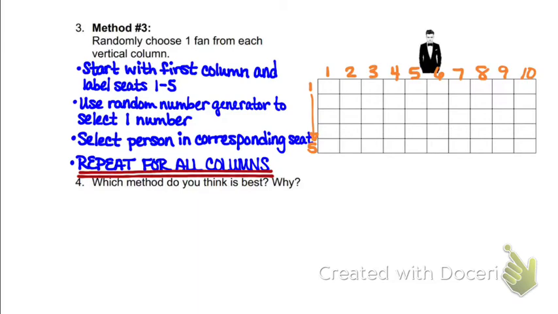If you're not sure if you're doing it correctly, let me know, but you want to use your random number generator. You want it to pick 1 single random number between 1 and 5, and you have to repeat that 10 times over, so you end up selecting a total of 10 seats.